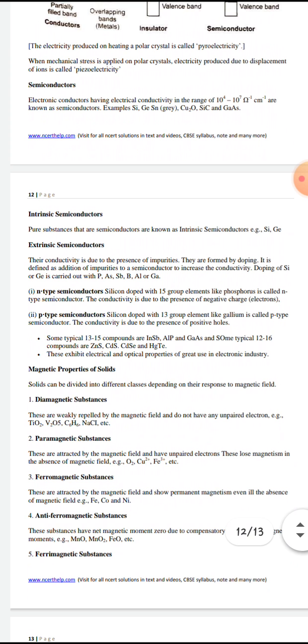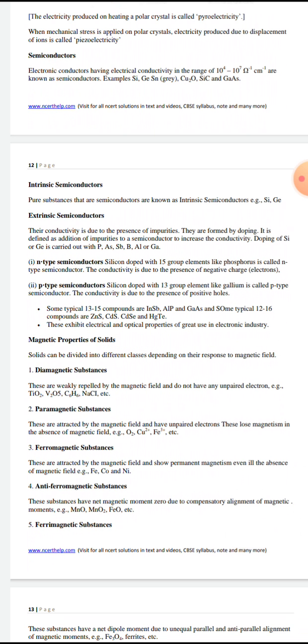Next is semiconductors. Solids having electrical conductivity in the range of 10 to the power minus 6 to 10 to the power 4 ohm inverse centimeter inverse are known as semiconductors. Intrinsic semiconductors are pure substances that are semiconductors. Extrinsic semiconductors have conductivity due to the presence of impurities. They are formed by doping, which is defined as the addition of impurities to a semiconductor to increase its conductivity. There is n-type semiconductivity: silicon doped with group 15 elements like phosphorus is called n-type. And p-type: silicon doped with group 13 elements like gallium is called p-type semiconductor.